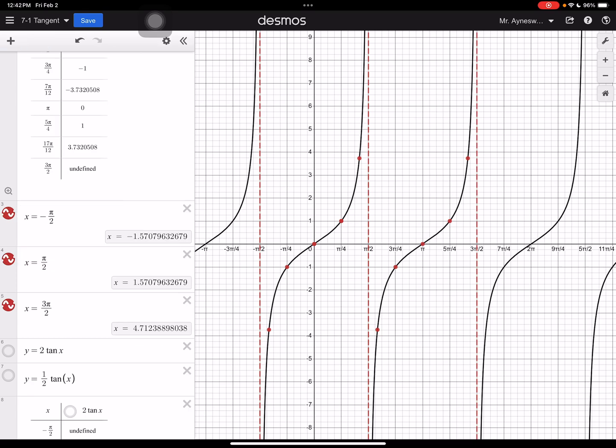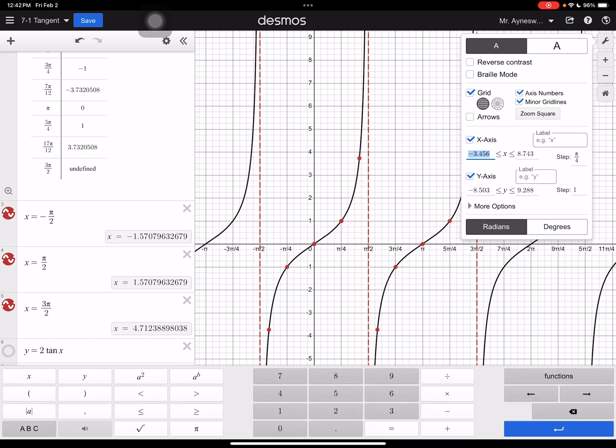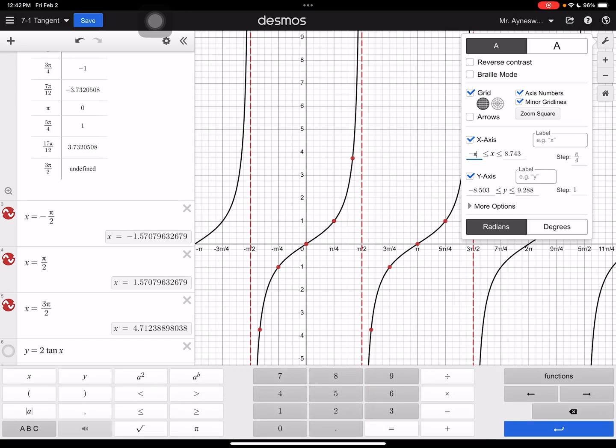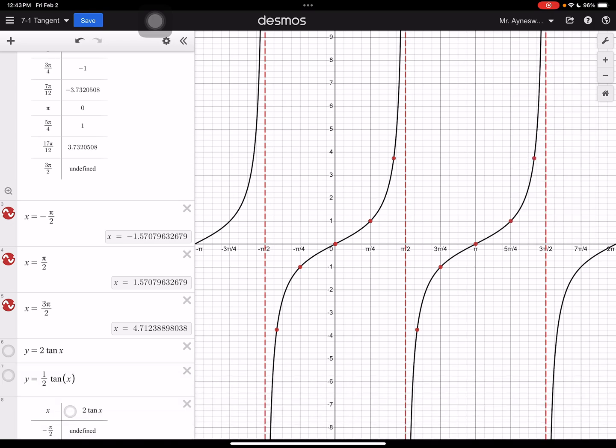And if you do not see the multiples of pi halves there on the x-axis, click on your wrench right here. And then what you do is you start on the x-axis here. You go from negative, let's say pi, to, no, probably 2 pi is good. Okay, go to 2 pi. And then step it out. The step, type in pi divided by 4, or pi fourths, that's 45 degrees. And then you'll see the x-axis change.